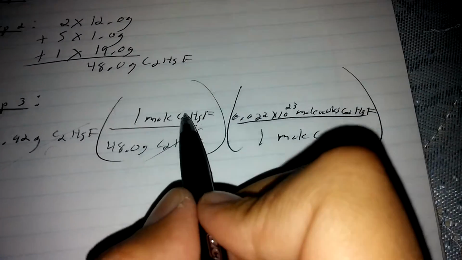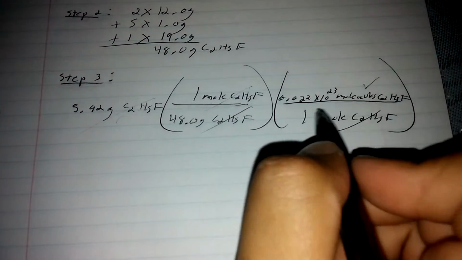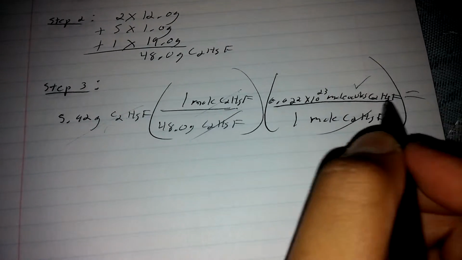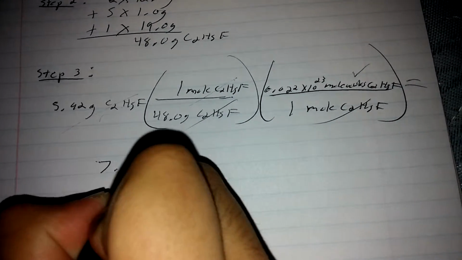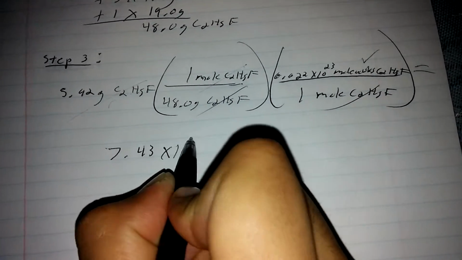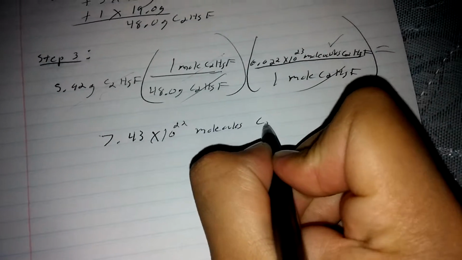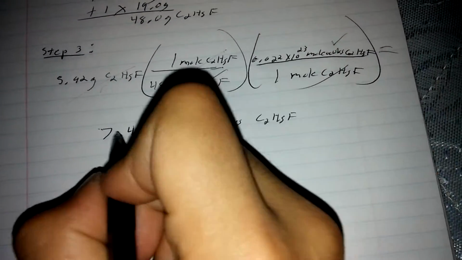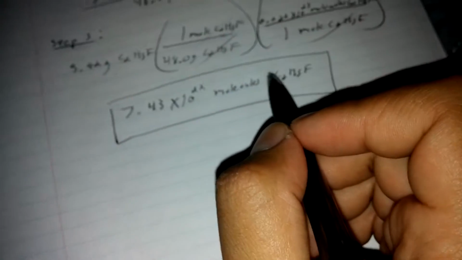And again, by canceling out our units, we will successfully get our units of molecules. And once you calculate all of this, you will get a result of 7.43 times 10 to the 22nd molecules of C2H5F. Notice that this answer gives us the exact number of molecules contained in a sample size of 5.92 grams of C2H5F.